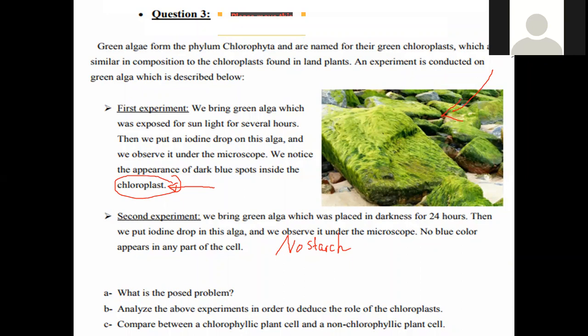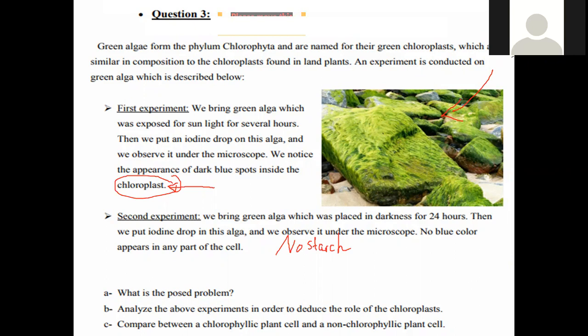Hurry up, hurry up. Here, for example, you can say what is the importance of sunlight for the process of photosynthesis, or you can say what is the role of the chloroplast in the process of photosynthesis. Both of them work.